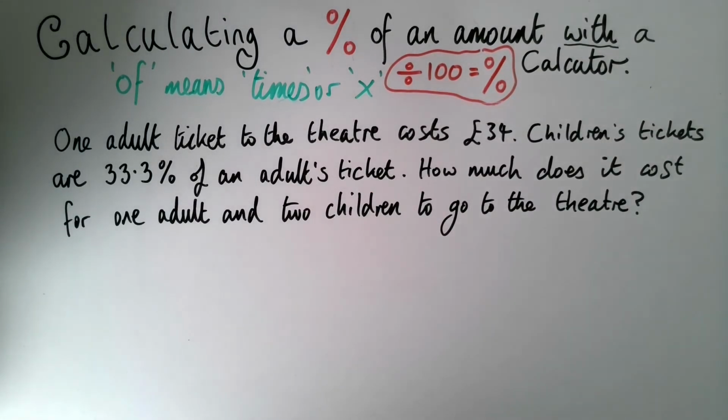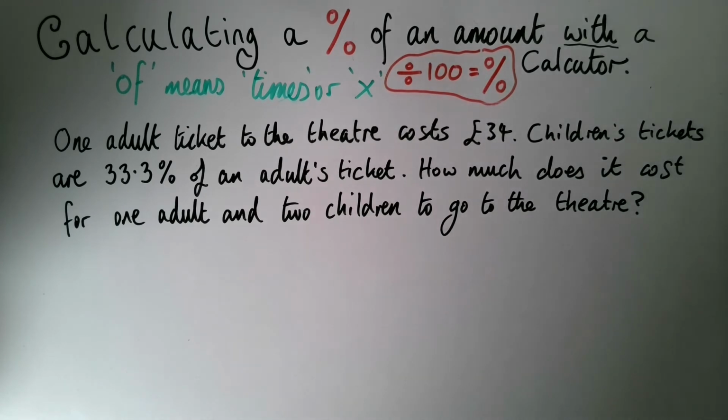Right, here's one of those wordy questions that they like to give, and what we've been using is the key to it. So pause the video and have a go at it. If you're not sure about my writing, I'll read it out to you before going through it. One adult ticket to the theatre costs £34. Children's tickets are 33.3% of an adult's ticket. How much does it cost for one adult and two children to go to the theatre?